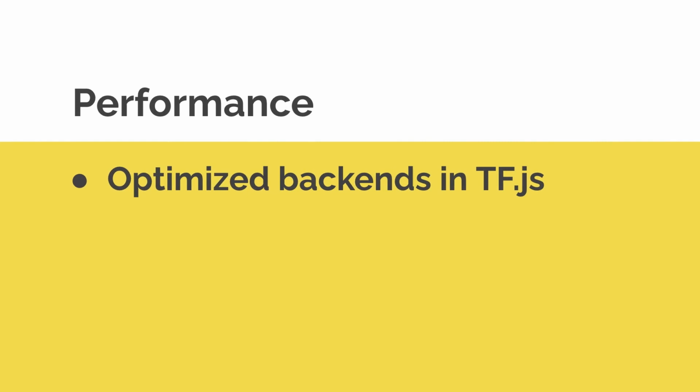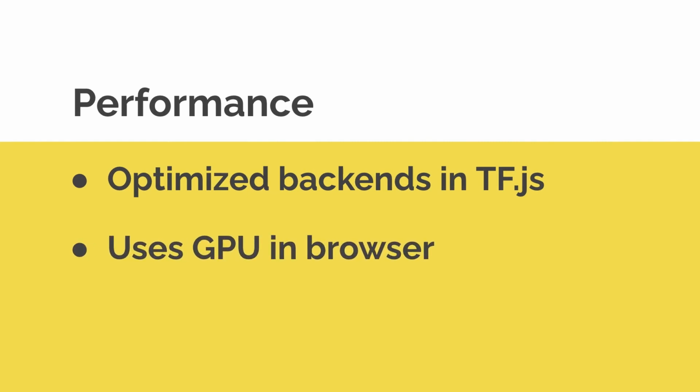Also with performance, there are optimized backends in TensorFlow Js. TensorFlow Js uses the GPU in the browser for accelerated performance and faster processing, because with machine learning models you're typically working with a lot of data and a lot of processing, so you need the GPU to help you accelerate your processing. Otherwise, you'll be sitting around for a long time waiting for your machine learning models to complete.